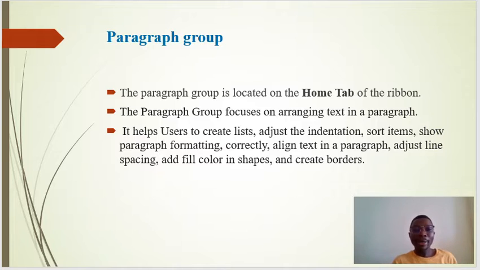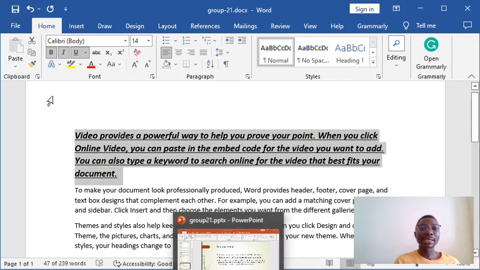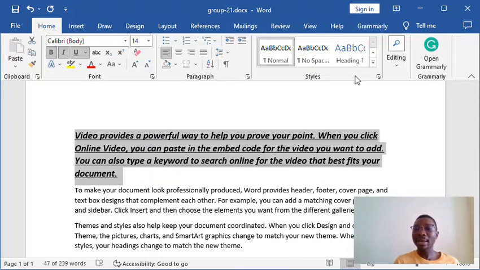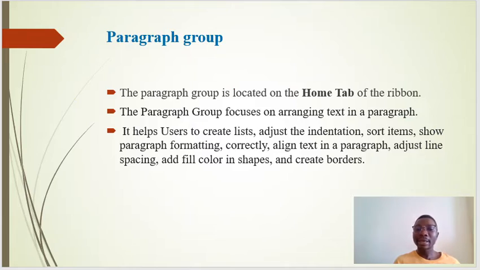The first one we are going to talk about is the paragraph group. Our paragraph group is located on the Home tab of the ribbon. As you already know the ribbon, once again, this is our ribbon. The whole of this area is our ribbon. The paragraph group focuses on arranging text in a paragraph.